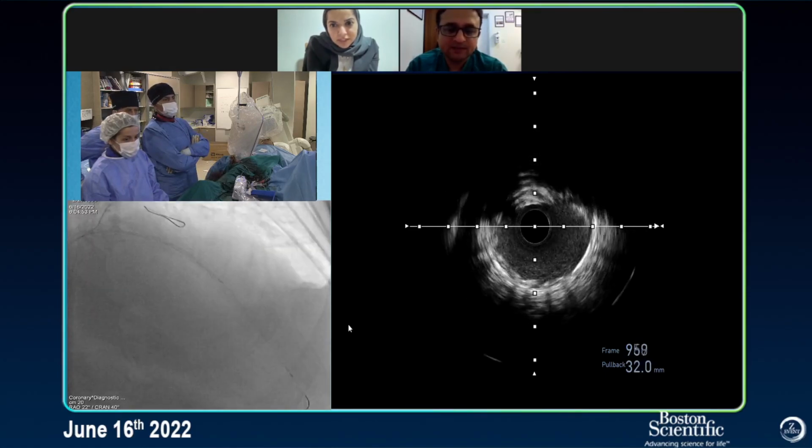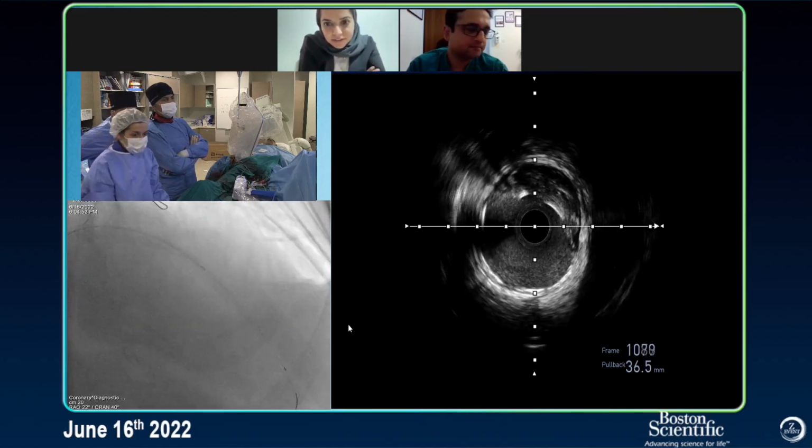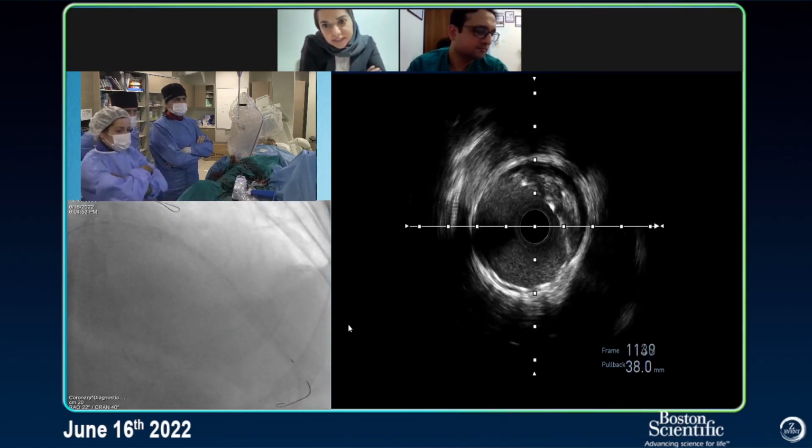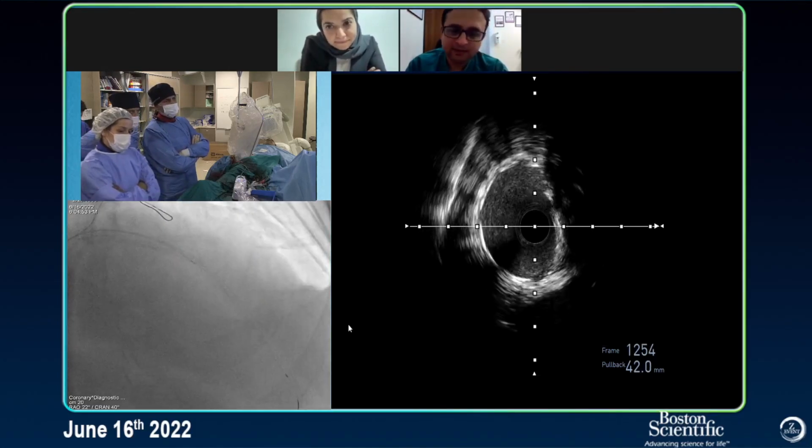Maybe that segment you can hit it one more time with a 3.5. This again is all very calcified lesion, but does not look bad here. This expanded, just below the diag. Yeah, just before, yeah.